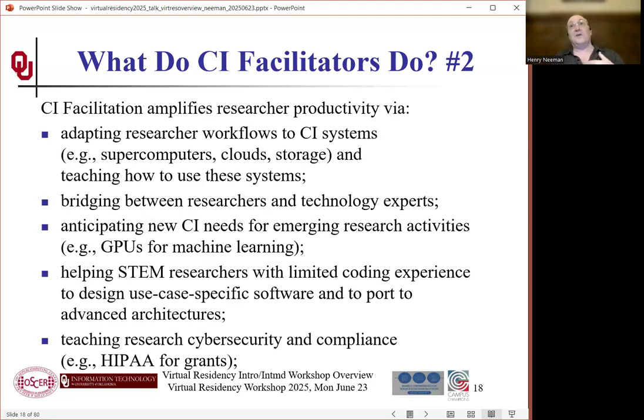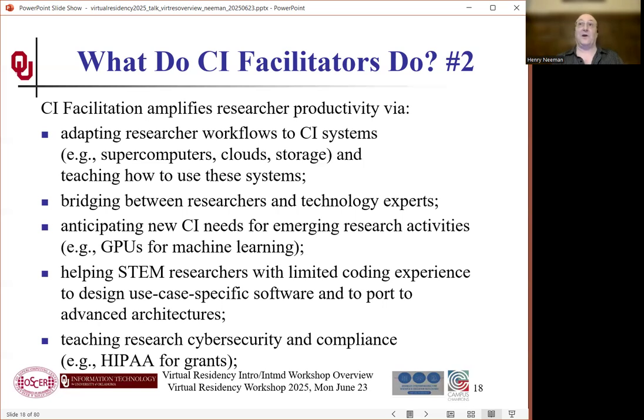Okay, so several years ago, as we were writing a grant proposal about this, we sat down and worked out, by no means a comprehensive list, but a significant list of the sorts of tasks that CI facilitators do. Adapting research workflows to cyberinfrastructure systems like supercomputers and clouds and large-scale storage, and teaching users how to use these systems. Bridging between the researchers and the technology experts.